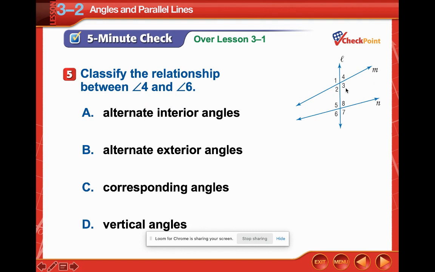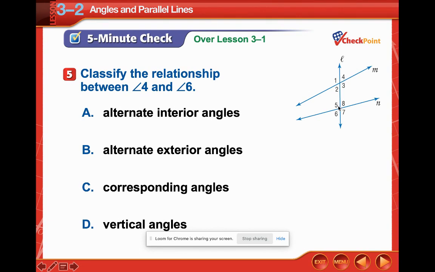So as you can see, alternate interior angles, they are on other sides of the transversal, but they're not alternate interior because they're both exterior angles. All right, 4 and 6 are both outside of the lines. Alternate exterior angles, they're both on other sides of the transversal, and they're both external angles. So yes, I would say they're alternate exterior angles.